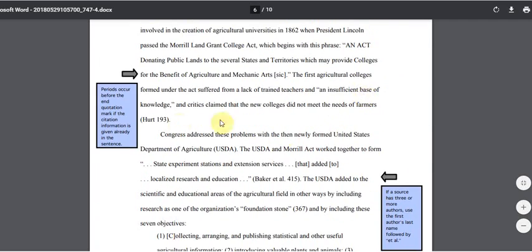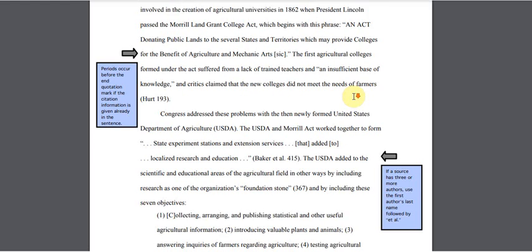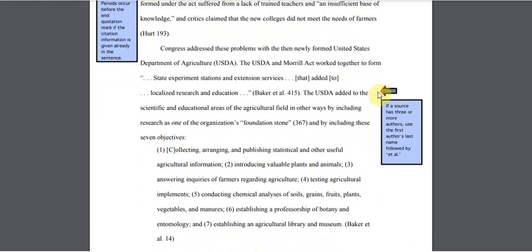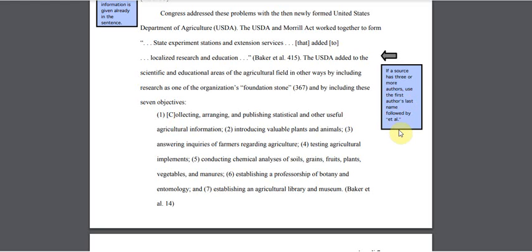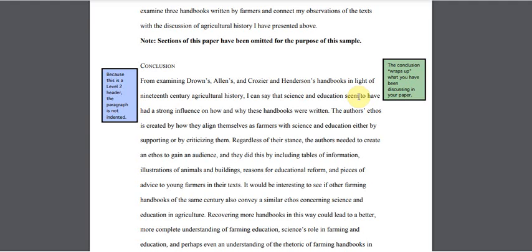Going down here, periods occur before the end of quotation marks if the citation information is given already in the sentence. Okay. So that is something to keep in mind. If a source has 3 or more authors, use the first author's last name followed by et al. We talked about that in the other video as well.